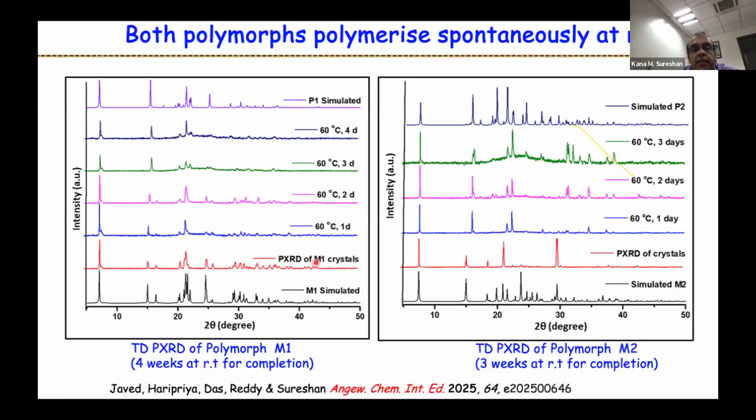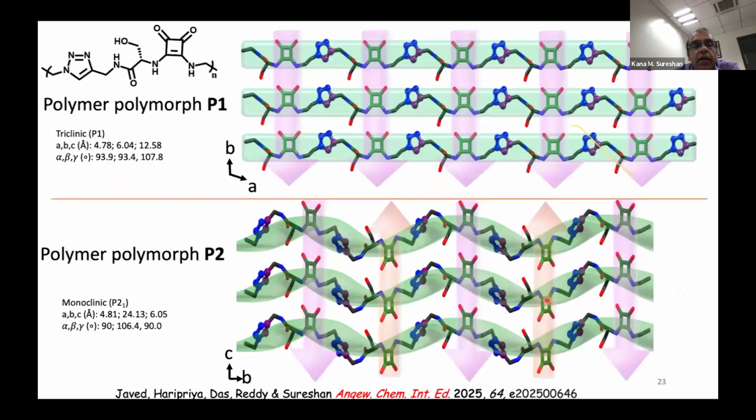Now, if you heat this reaction and heat these crystals, both react. These are powder XRD data till the end of the reaction. Both of them react completely. And you can also solve the final crystal structure by single crystal X-ray diffraction. This is the first case.